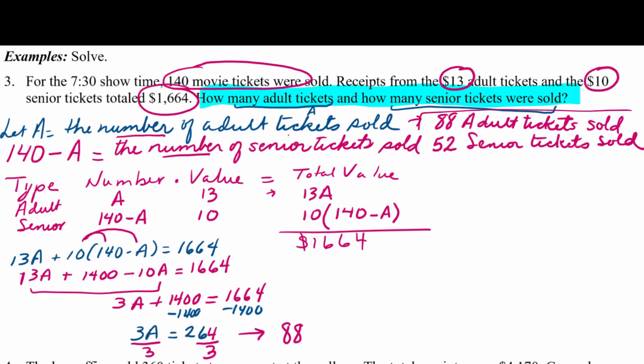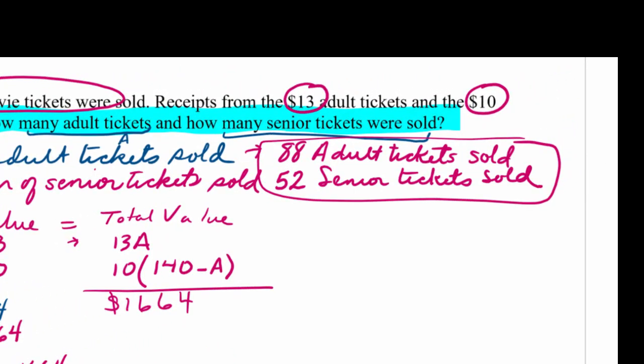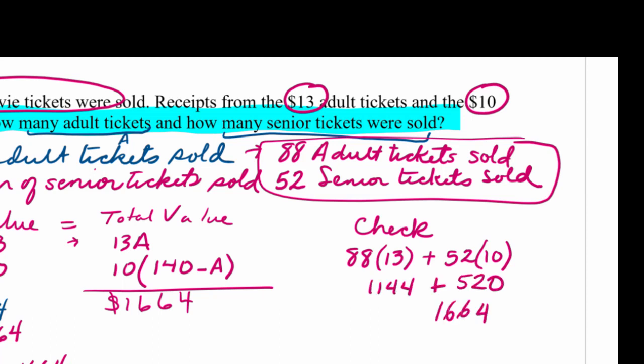Right, so this is what we found, and we're going to check it using the value. And so here I've got 88 adult tickets at $13 each, and we're going to add that to 52 senior tickets at $10 each, and then we'll do this multiplication here, and so we end up with the 1,664 as a check. So there were 88 adult tickets sold and 52 senior tickets sold.